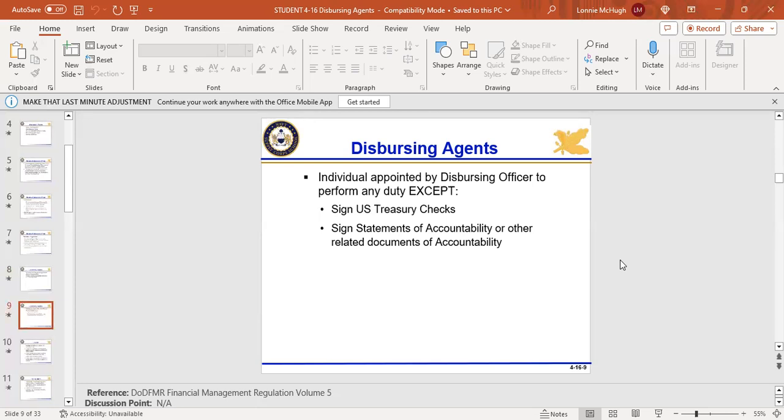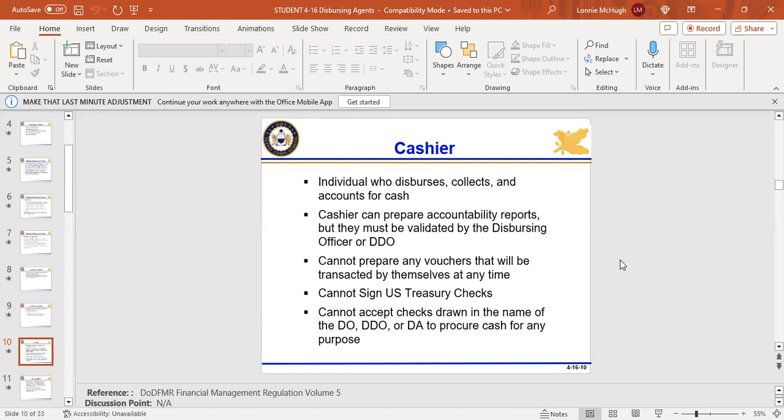So in this food chain, if you will, you have the dispersing officer, then you have the deputy dispersing officer, then you have dispersing agents. And that can be things like the cashier, and this cashier could be inside your dispersing office, but most probably it would be outside. And so this would be maybe somebody working with food service or retail ops.